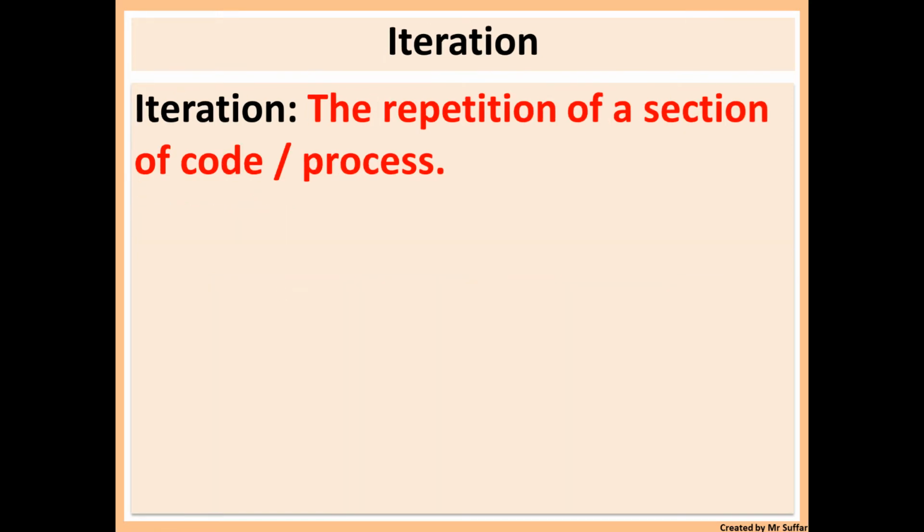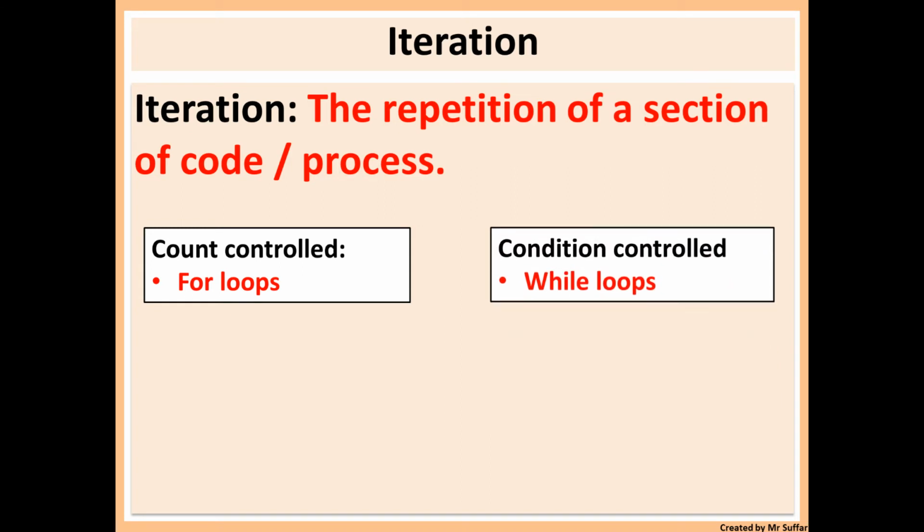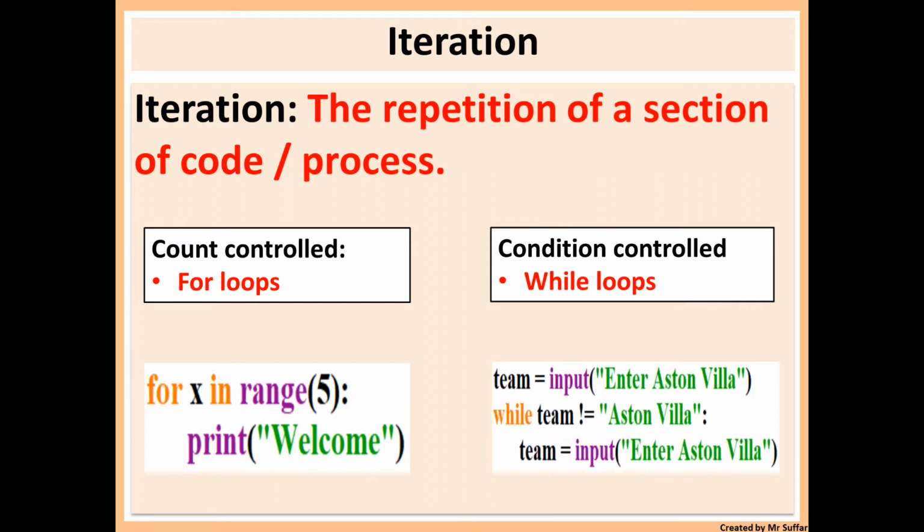Finally, we have iteration. There are two types of iteration. Iteration is the repetition of a section of a program or code. Firstly, there is a count controlled loop, which is for loops, and then we have condition controlled loop, which is while loops. This is just an example of a for loop, and here is another example of a while loop.